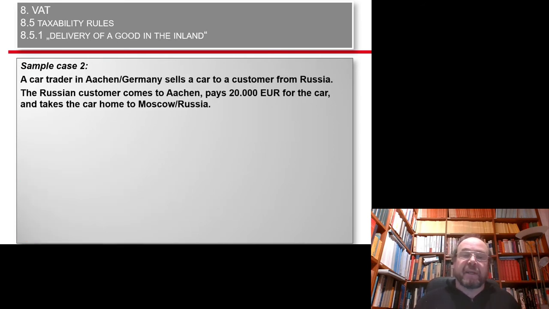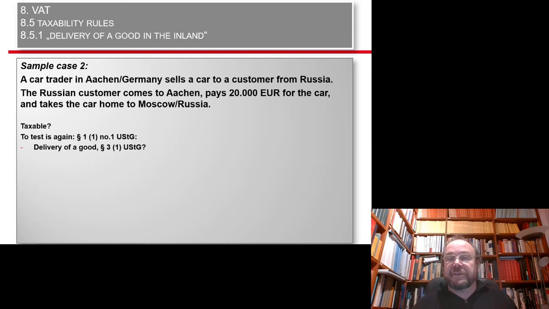Next case. A car trader in Aachen in Germany sells a car to a customer from Russia. The Russian customer comes to Aachen, knocks on the door of the trader, asks for the car, pays 20,000 euro in cash for the car and takes the car home to Moscow in Russia. Is the whole affair taxable? That's the question. What do we have to test? Number one, USDG. Is it a delivery of a good under 3.1 USDG? And the answer is a car is a tangible good. Selling is transfer of ownership. So we have a delivery.